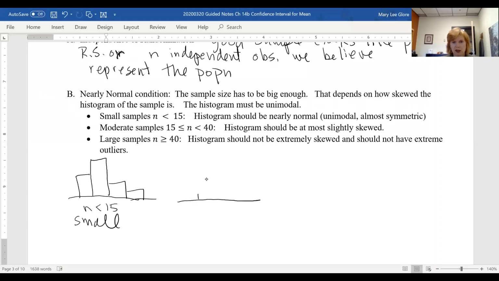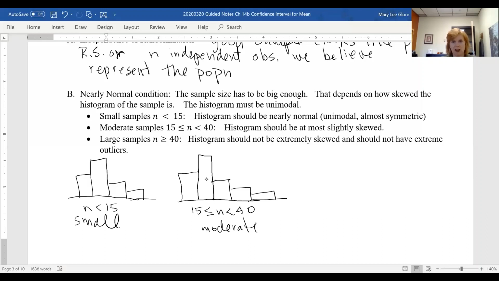Well, if it's a bigger sample, then we have more of a chance to get the mean looking normal. If it's skewed, as long as it's only slightly skewed, it's good. Maybe I got one bar over here and maybe three bars over here, something like this. This is okay. This is between 15 and 40, so this is moderate. As long as it looks something like that, we're good. Now, if it's very skewed, then it doesn't meet it.